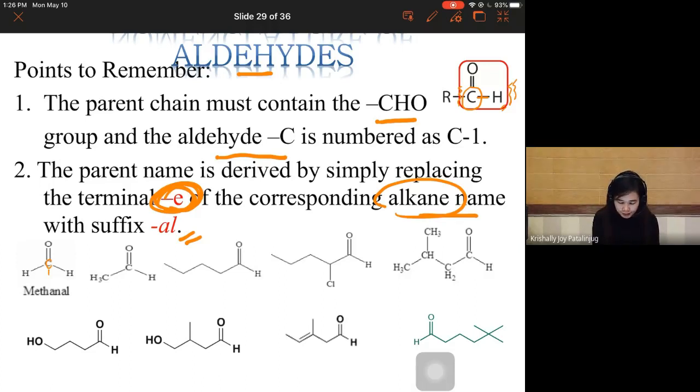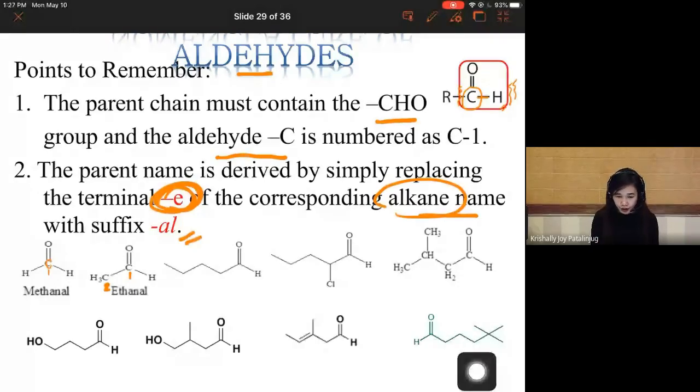Next, carbon 1 and carbon 2, so you have two carbons. The corresponding alkane name is ethane. Then this is an aldehyde, so change the ending E to al. So ethanal.